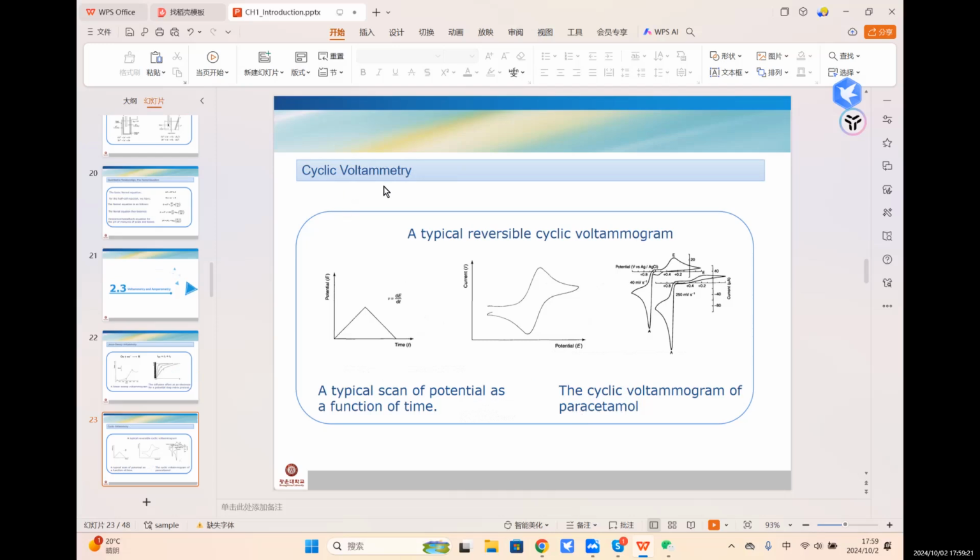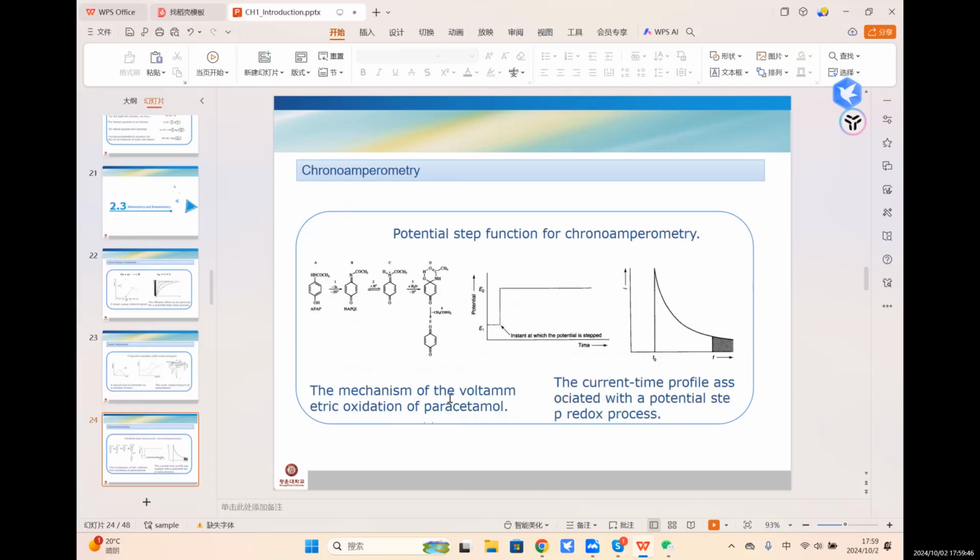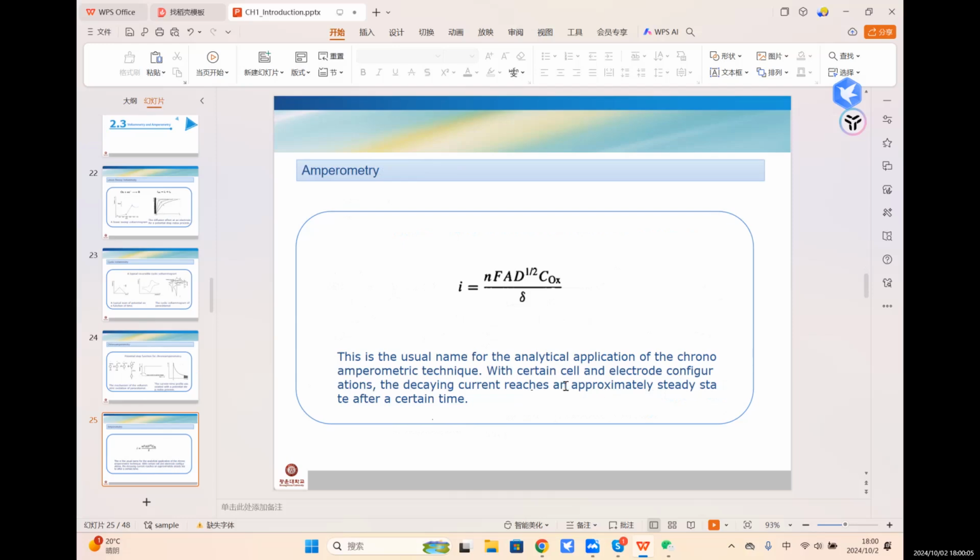And this is the cyclic voltammetry, and these 3 images, as you can see, describe some of what I said above: the scan of the potential as a function of time, the cyclic voltammogram, and the mechanism of the voltammetric oxidation of the parent atom, the current time profile associated with a potential step redox process. And this is the username for this equation.